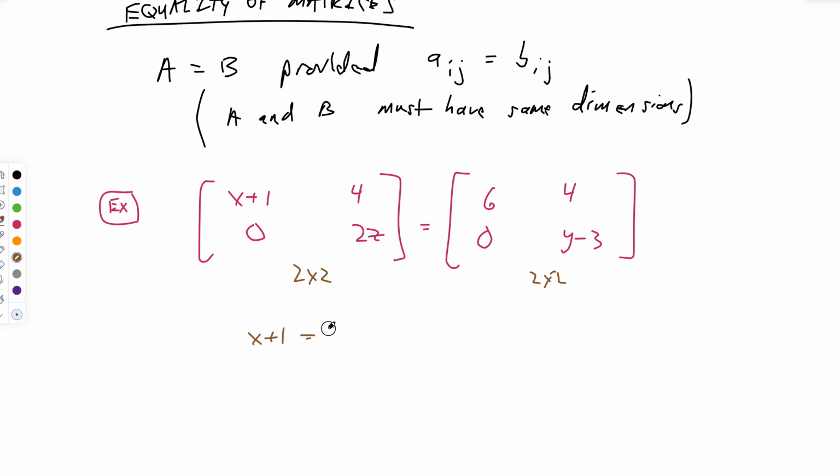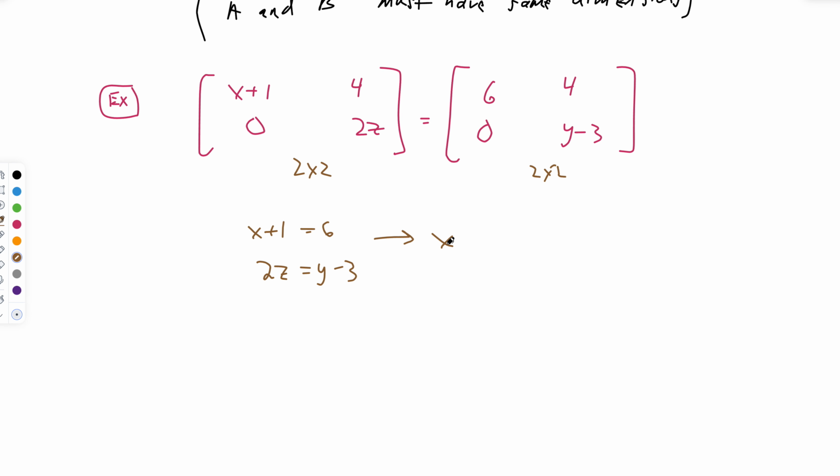I would say x plus 1 has to equal 6, right? Row 1, column 1, and row 1, column 1 have to be the same. 4 is equal to 4, so that's great. 0 and 0 are also equal. That's great. I also would need to prove then that 2z equals y minus 3. Yep. So I can solve for x. It's 5.